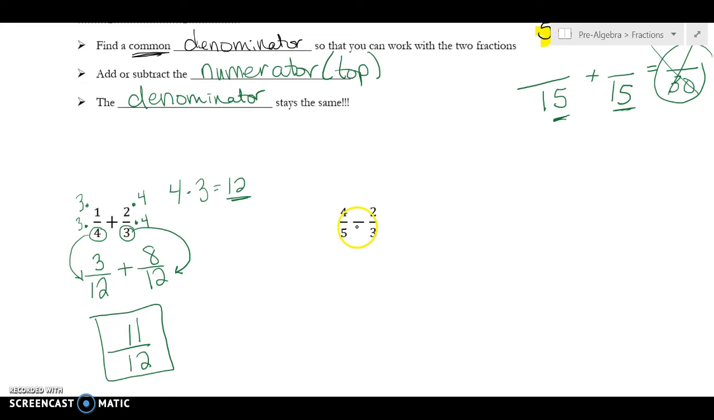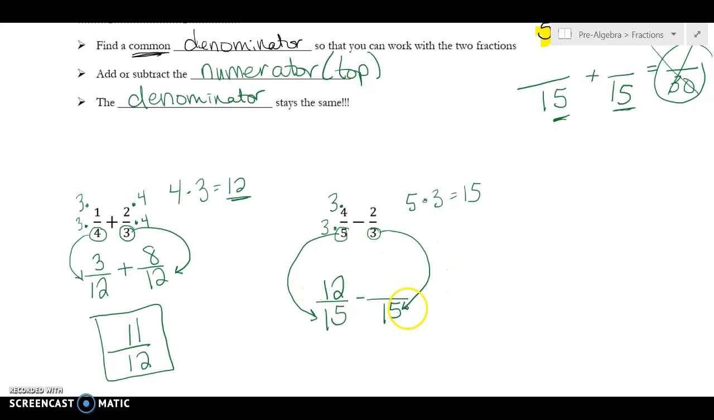All right, over here, when you have a minus, it's the same idea. First thing you have to do is find a common denominator. Well, the smallest number that 5 and 3 both go into is 15. And again, if you don't remember, you just multiply them, and that will work also. So to get from 5 to 15, I times by 3. So that means I have to times the top by 3. And 3 times 4 is 12. To get from 3 to 15, I multiplied by 5. So if you multiply the bottom by 5, you have to multiply the top by 5, and I get 10.